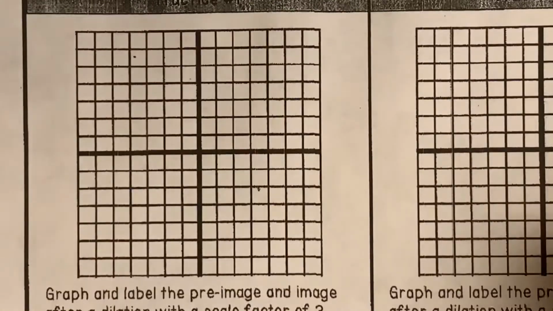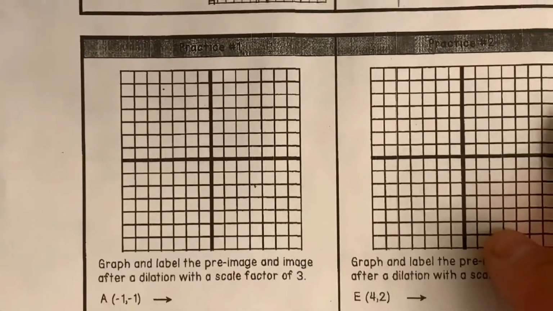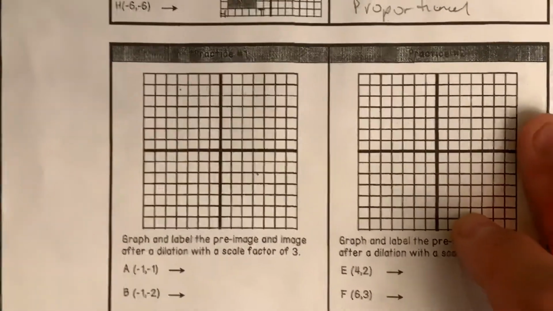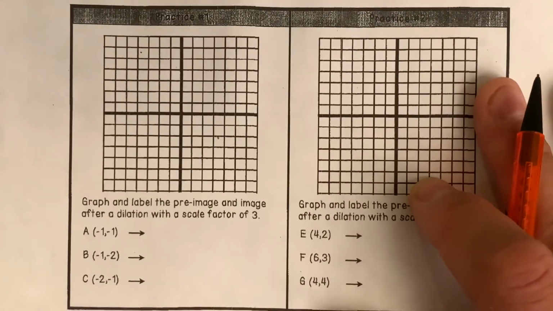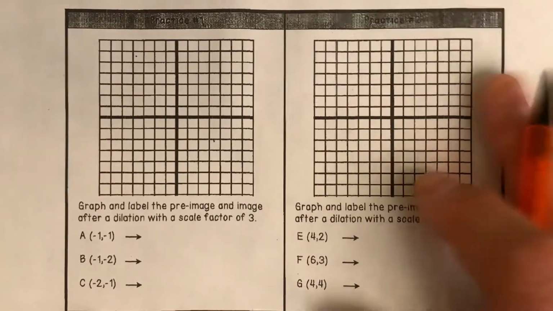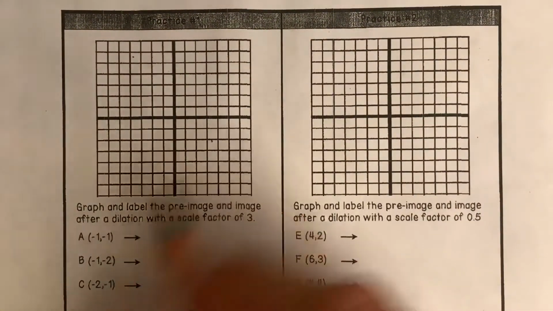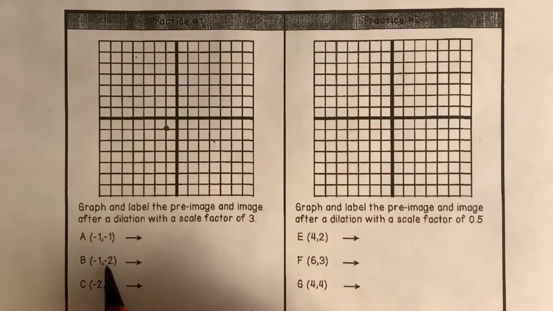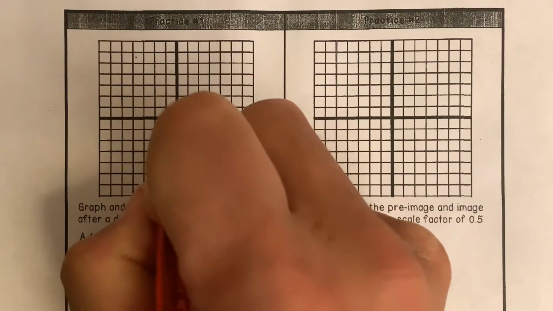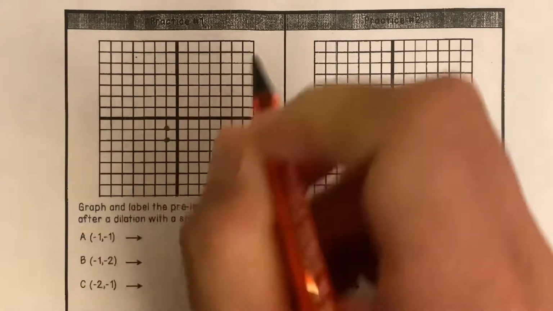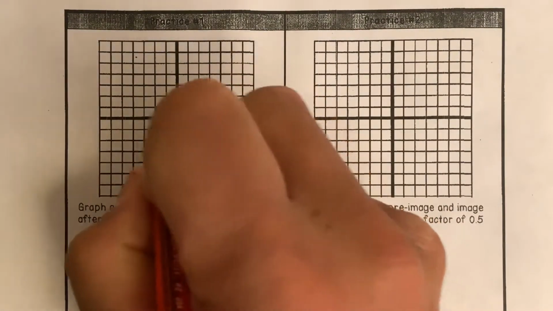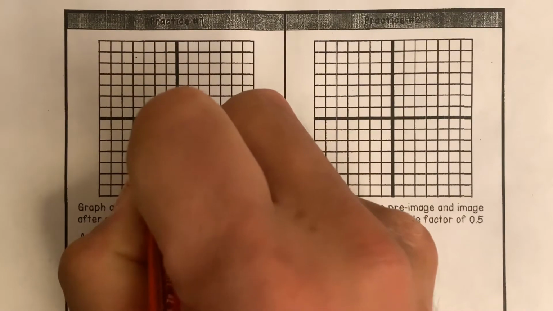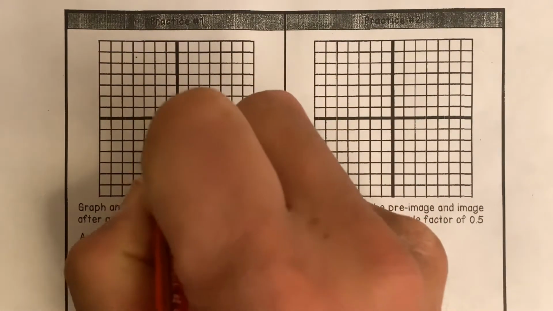Let's try one of these out here now. Let's make this a little bit smaller. Here we go. So I can fit that in just right. There we go. Perfect. Okay. Let's draw that pre-image first. So -1, -1. That's right here. Then we got -1, -2. Ooh, this is small, isn't it? And then -2, -1. Well, that's a tiny triangle. Look how small that is.